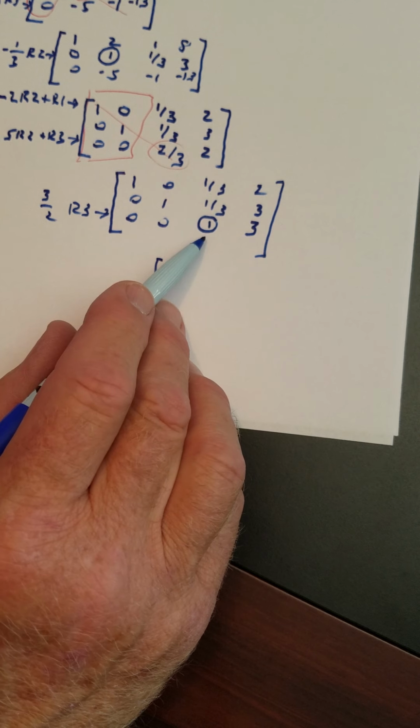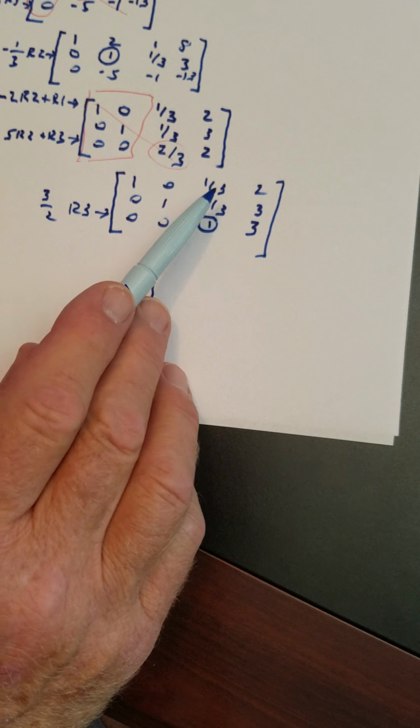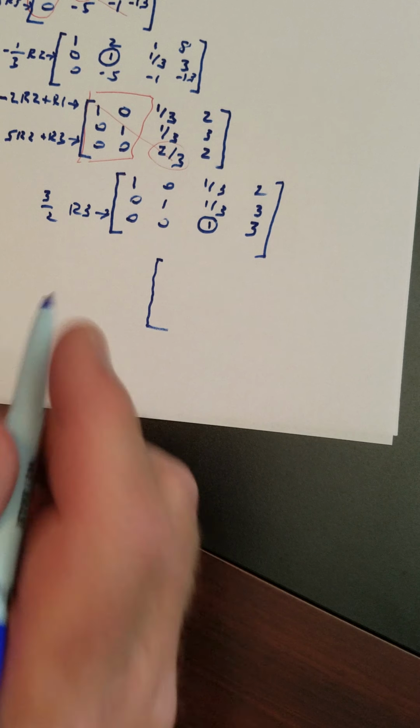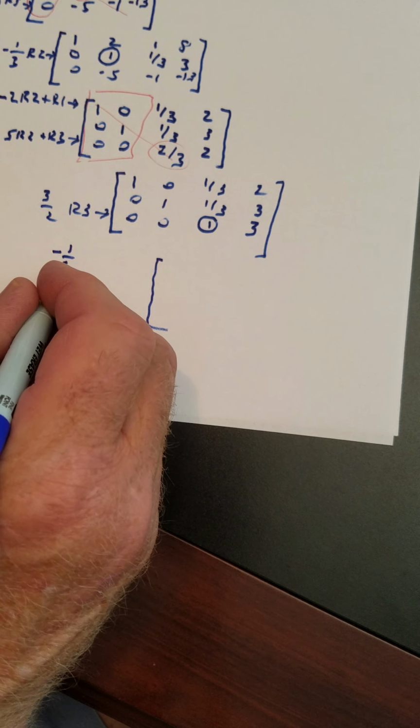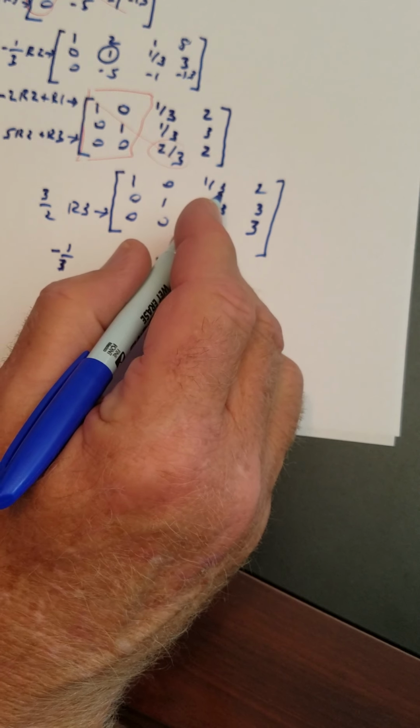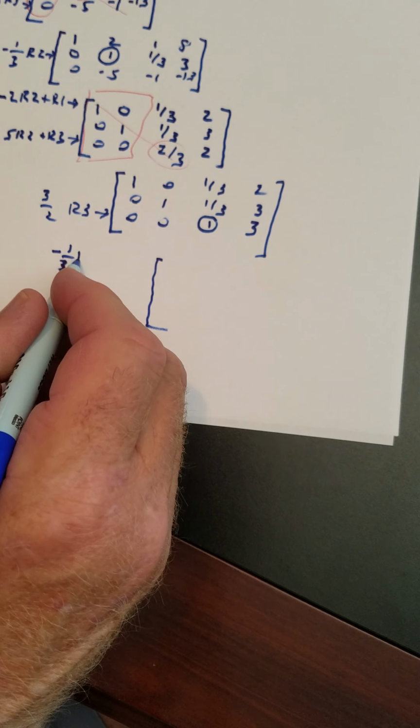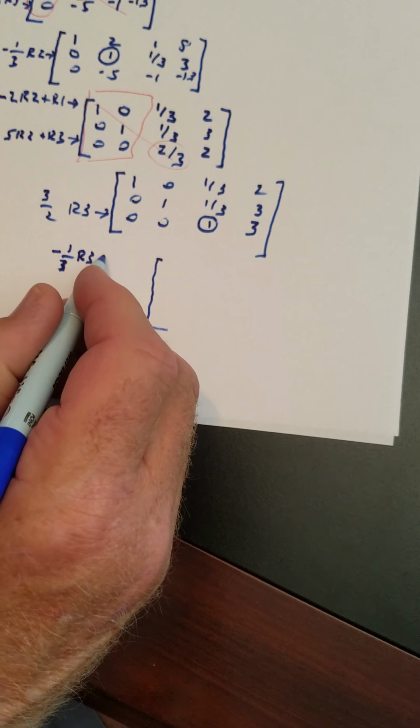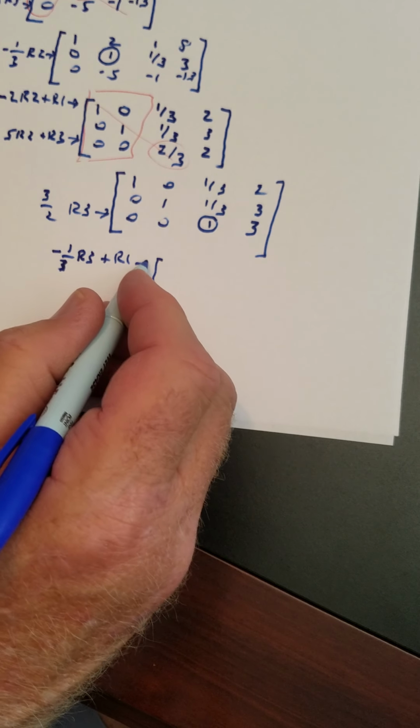Okay, I got the 1. Now I want to get 2 zeros. To get a 0 where the 1/3 is, I multiply by the opposite, so it's going to be negative 1/3. That's the opposite of the 1/3 I had here. Times your pivot row, which now is row 3. I'm going to add it to row 1 and put my answers in row 1.